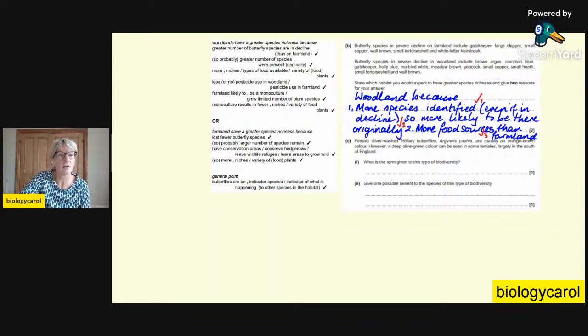I've lost my little cursor. Anyway, I really did have to explain mark point 1, and in the end I got mark point 2. So now we go on to a different type of butterfly.